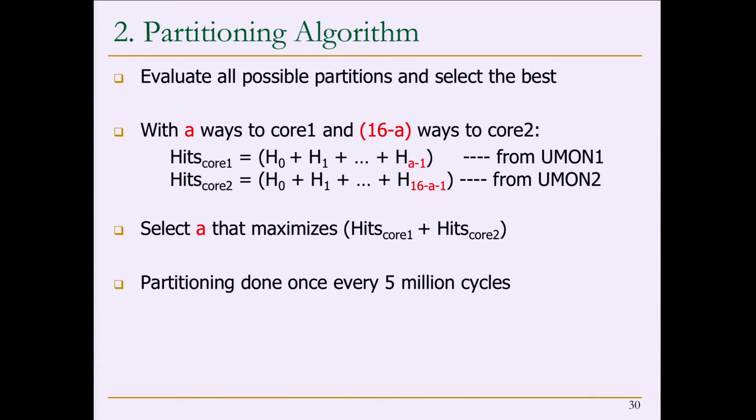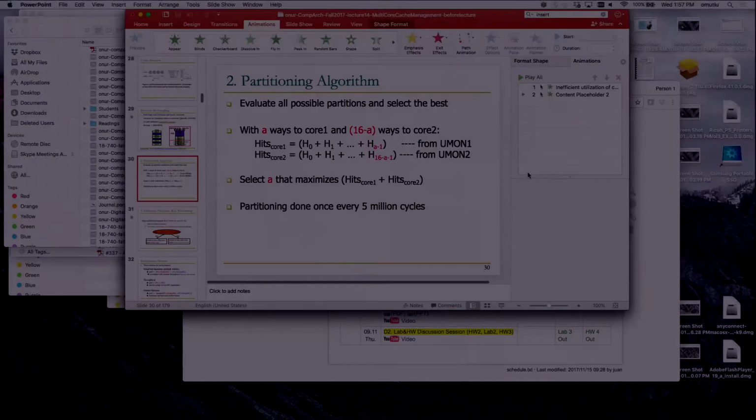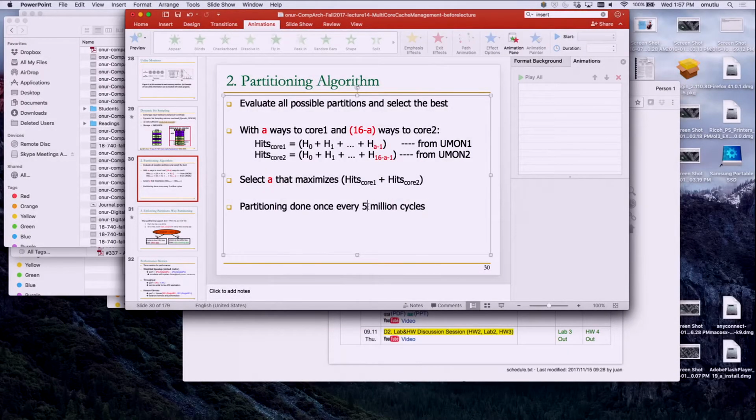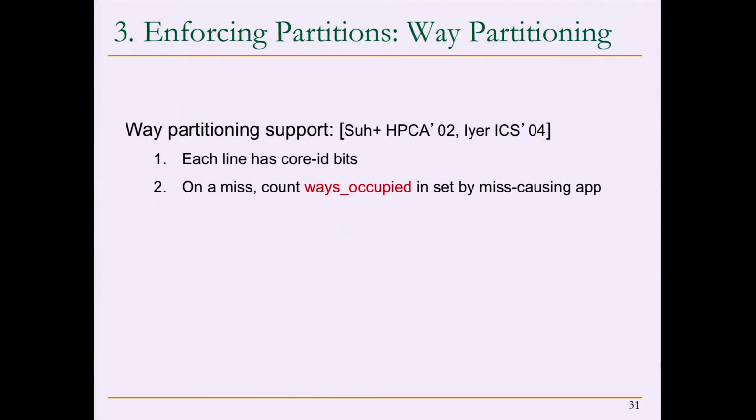And you can do partitioning once every n million cycles. I should really fix that to be n rather than 5 million, but the paper that I'm going to describe does it every 5 million cycles. So you could actually adapt to dynamic behavior by doing this periodically, right? OK. So hopefully that's simple. We're going to get back to that.